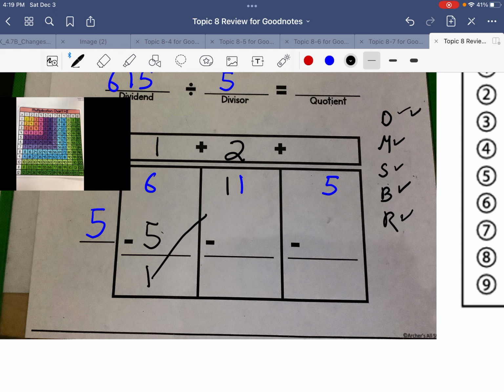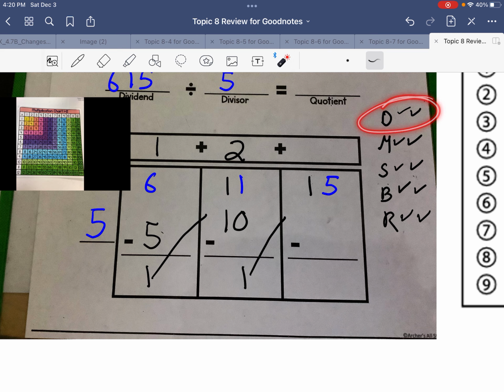I divided. Now I multiply. 5 times 2 is 10. Now I subtract. 1 minus 0 is 1. 1 minus 1 is 0. And now I bring up. I get 15. And I do rover, start over, and I go all the way back to divide.